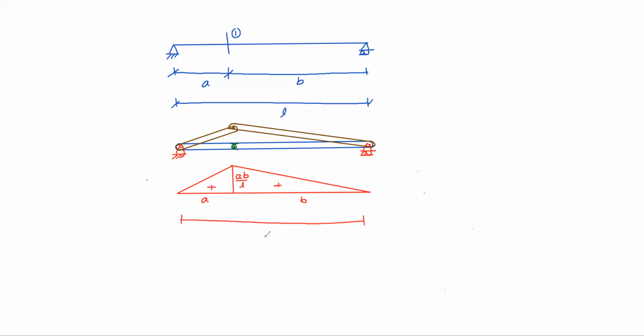Total length is L. This is the ILD for bending moment at section 1. Okay. So you can remember this AB by L. It's very simple. I'll show you one more problem.